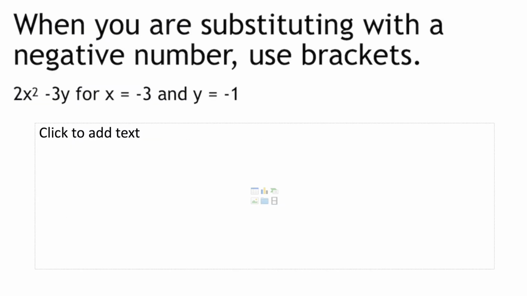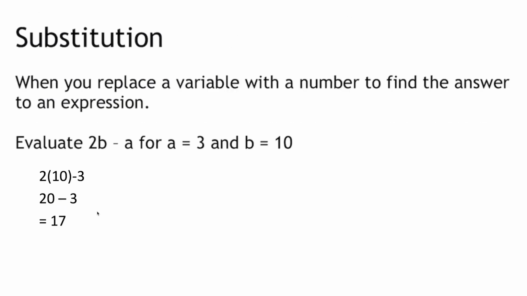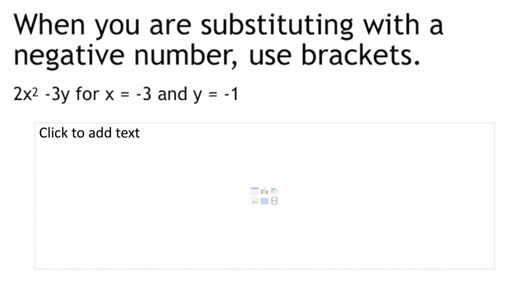When you're substituting with a negative number, use brackets. I'm going to go a little bit backwards. For this one here, I've already used brackets as well. It's just a little bit clearer if you use brackets. So we've got 2 and our x is negative 3. So we're going to put in negative 3 and we're going to go to the power of 2, take away 3, and our y is negative 1.